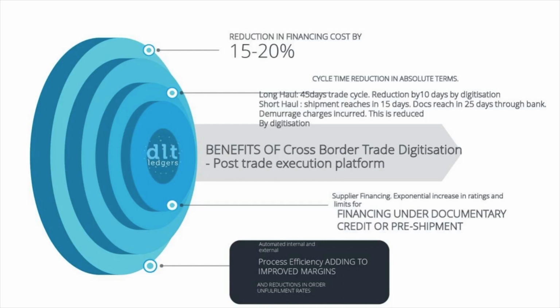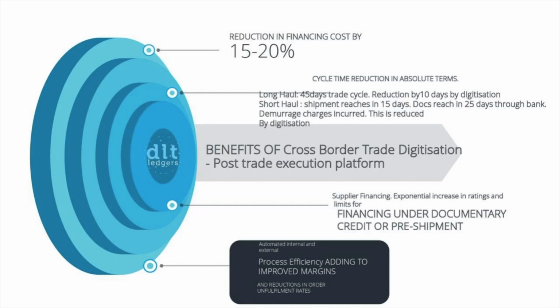But if it's a short haul, for example, the shipment reaches in 15 days, but the document reaches in 25 days through the bank. Assuming there's a coal trade happening from Indonesia, and they just allow the wind to take the ship to India, it will only take 15 days, but the document would take 25 days through the bank. So for the 10 days that the stock is lying in the port, it attracts demurrages. But with digitization and reduction in the cycle times, we are helping to match the flow of goods with the flow of documents, enabling them to have a significant gain in the demurrages.